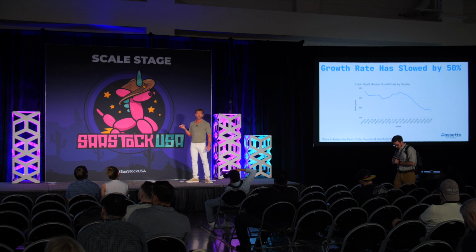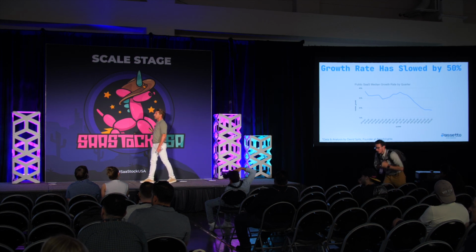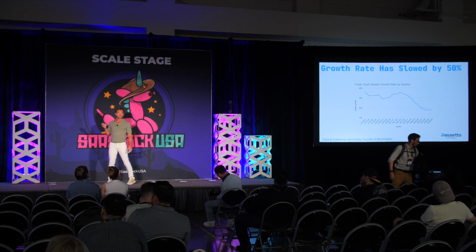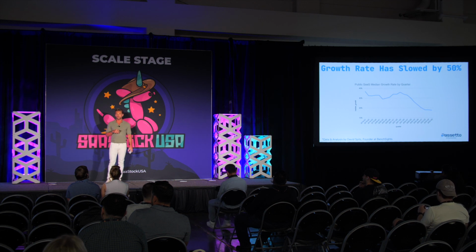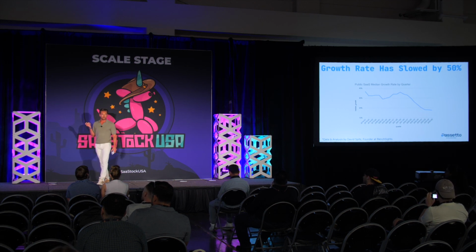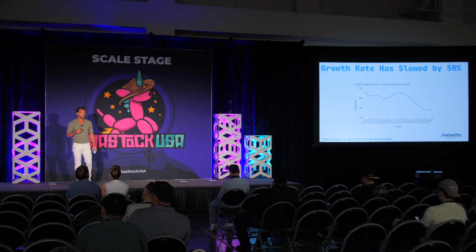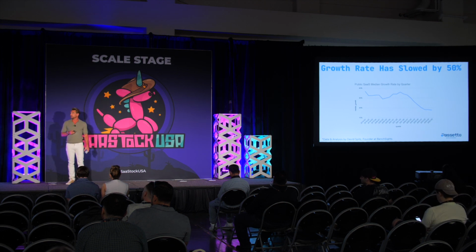So first, to level set, I know a lot of people in the room are private companies or early stage companies, this is public SaaS data. In public SaaS, there are 80 publicly traded SaaS companies. They report their financials on S-1s. Median growth rate by quarter has declined by more than 50% over the past 4 years, especially over the past 2 years. You can see that sharp decline down to 18% median growth.